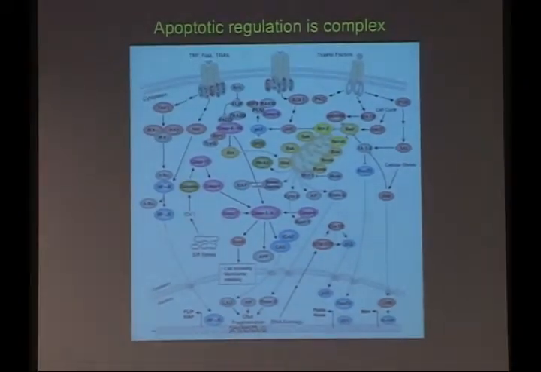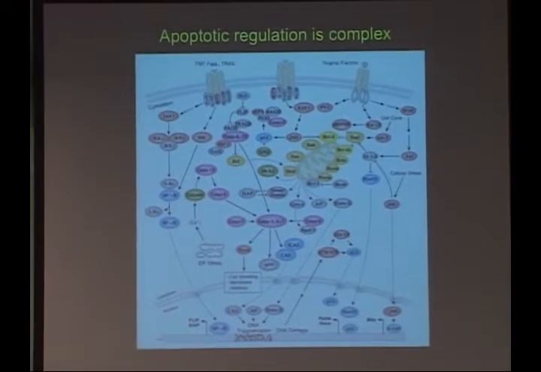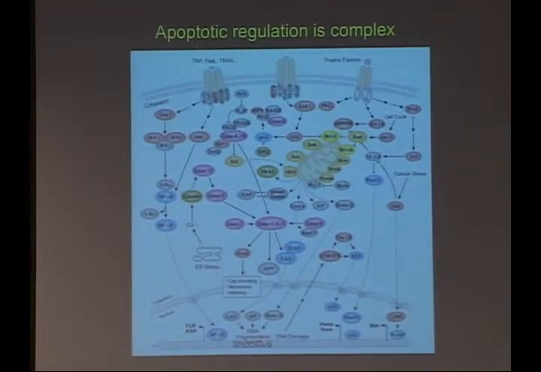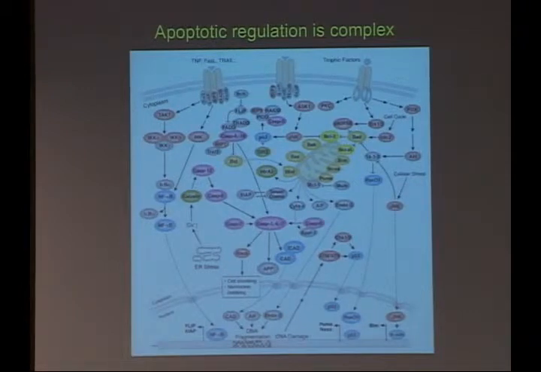You have NF-kappa B, you have JNK, which I don't even know. Yeah, it's on here. You have ERK, you have PI3 kinase. You have all those sorts of things that people know are implicated in apoptosis, but don't know how exactly they fit into the apoptotic picture.